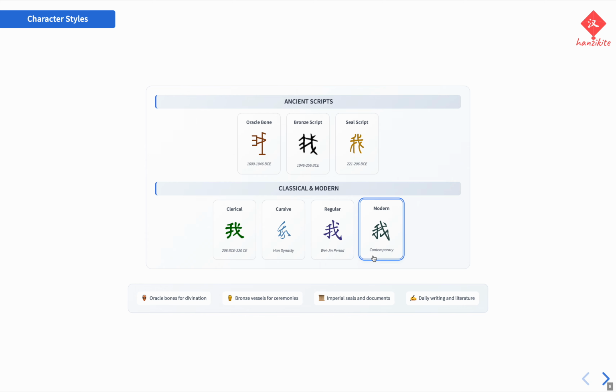Modern handwriting from contemporary period. Contemporary handwritten style used in everyday writing with personal variations and simplified forms.